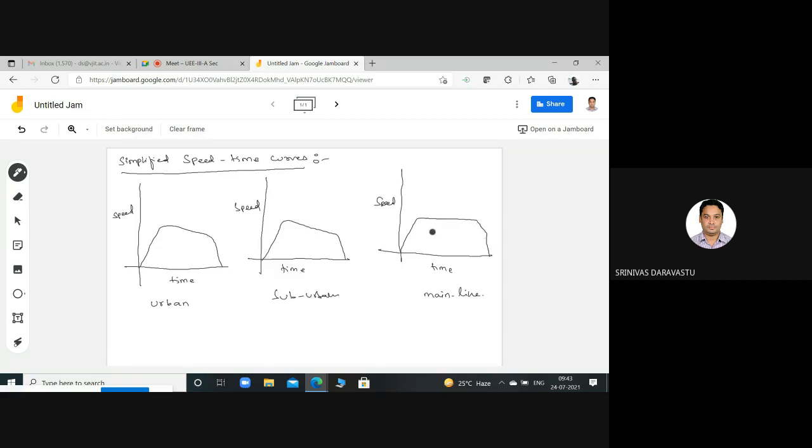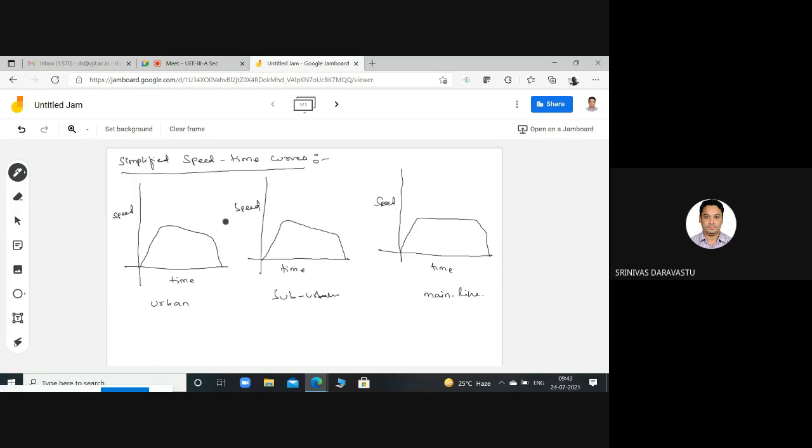This is the mainline period. Now this is the acceleration period, coasting period, braking period, and there is no free running period. Similarly, acceleration period, coasting period, and braking period. Acceleration period, free running period, coasting period, and braking period.